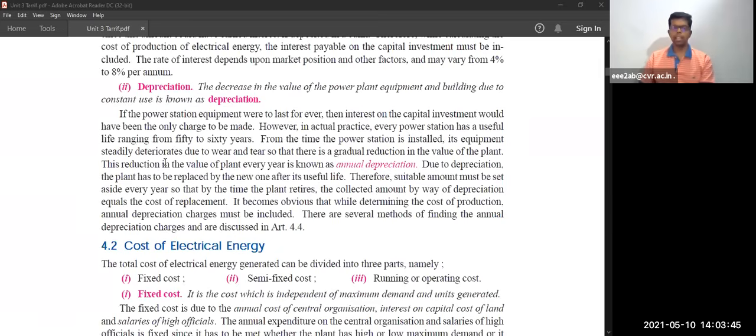The equipment steadily deteriorates due to wear and tear loss, so that there is a gradual reduction in value of the plant. But if you take a country like India, the generators are still working. If you take mostly the hydro generators in India, they are minimum 80 years old, purchased in the British time itself, and still running. 80 years, 100 years old. I know some of the generators are 100 years old also.